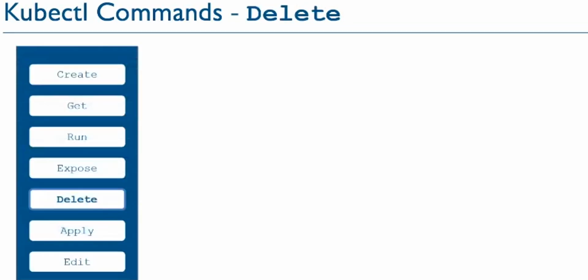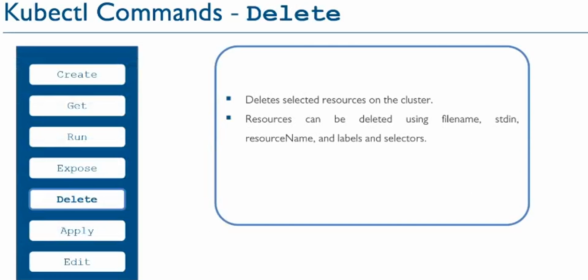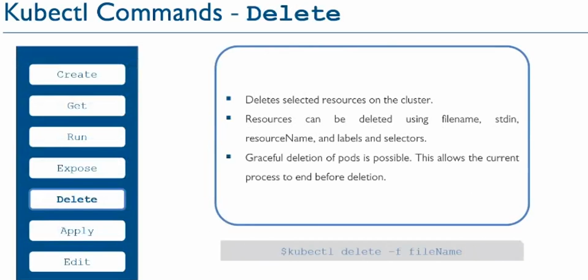Then we have the delete command. The delete command is used to delete everything. For example, I want to delete it. In Docker, it was the docker rm command. Here we have the command kubectl delete. And if you have a JSON file or any file, you can execute it via the file as well. So kubectl delete -f, and you give the file name. That is what we do here.